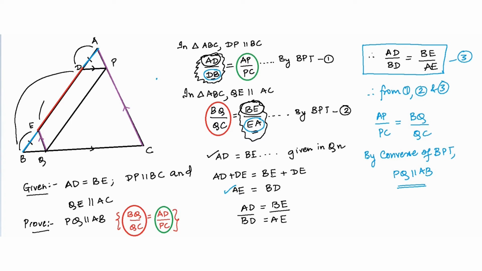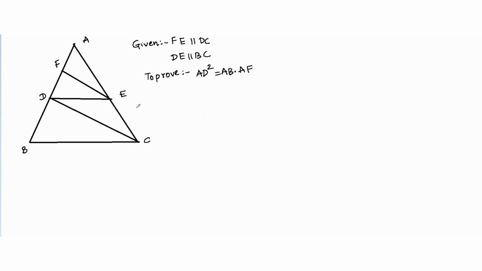Moving on to the next question. Let's take a look at the following question. It's given that FE is parallel to DC. So in this particular case, FE and DC are parallel to each other. So let us mark these sides as parallel. And it is also given that the length DE is parallel to BC. So let us mark DE and BC also as parallel, right? Now we have to prove that AD square is equal to AB into AF.